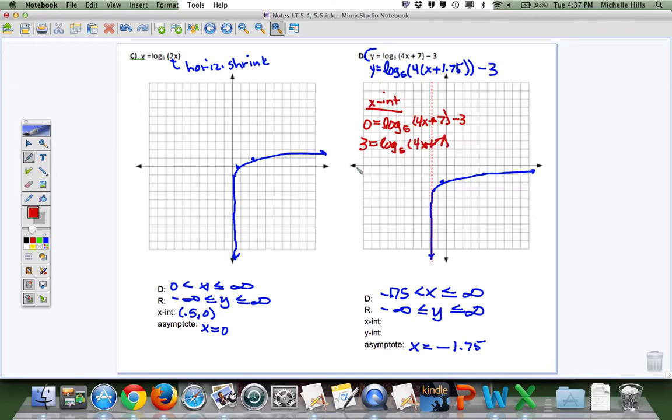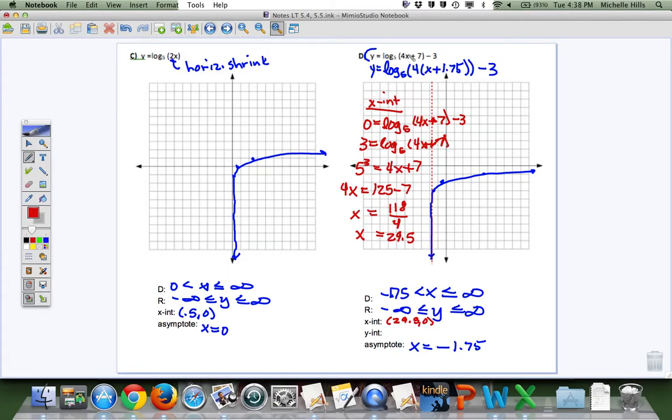Change it to exponential form, so 5 cubed equals 4x plus 7, which means 4x, let's do this a little more slowly, equals 5 cubed, which is 125, minus 7. So x equals 125 minus 7, divided by 4, which means my x-intercept is going to be at 29.5. So x-intercept is at 29.5 and 0.